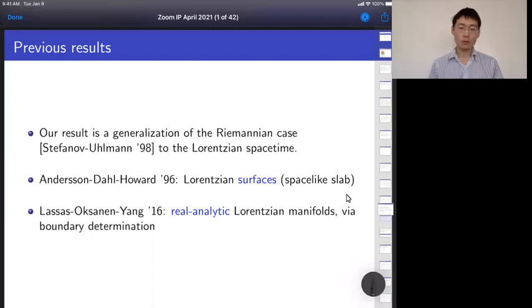There is also more recent work by Lassas, Oksanen, and Yang, who studied the real analytic category. They showed first that locally the Lorentzian distance function can determine the boundary jet of the metric. Then from that, with analyticity, one can extend this determination to a global one. For our case, we are working in the smooth category, and in 3D and higher, so it's different from the previous results.